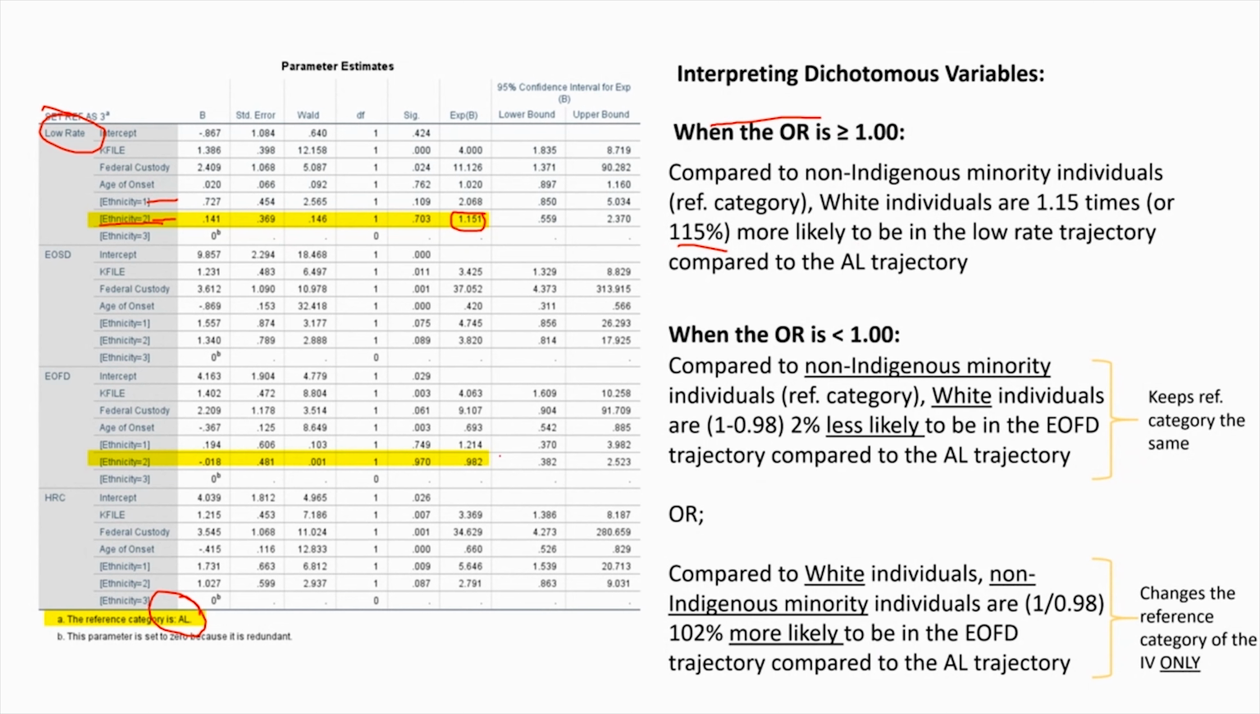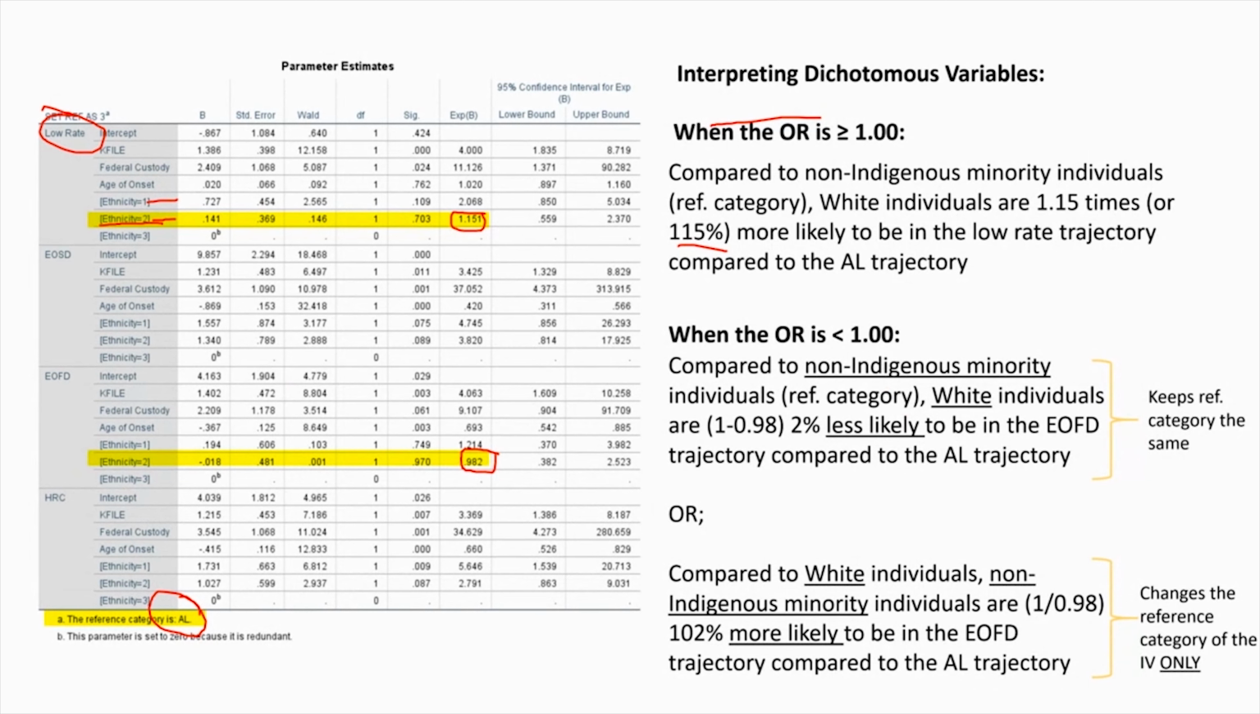But when our odds ratio is less than 1, as is the case here, again, we can't just straight up interpret that odds ratio. We have to transform it. So we can keep our reference category the same. We can say compared to non-Indigenous minority individuals, white individuals are 1 minus 0.98 is 0.02, or 2% less likely to be in the EUFD trajectory compared to the AL trajectory.